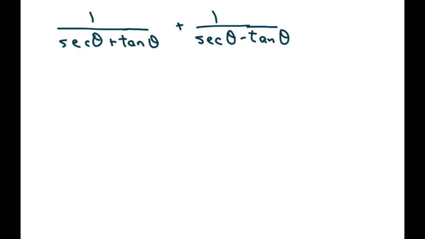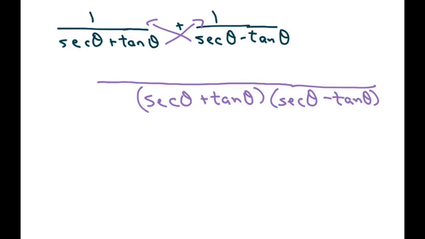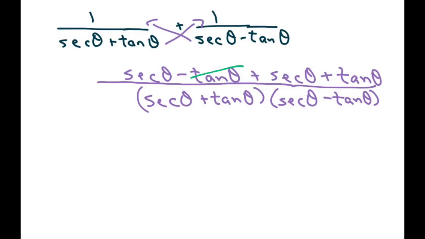And the next one is this one. I'm going to use as my common denominator secant of theta plus tan of theta times secant of theta minus tan of theta. So that's my common denominator. I just cross up here, I'm going to write it out. So this is going to be secant of theta minus tan of theta plus secant of theta plus tan of theta. So for our numerator, the tans cancel out, and we get 2 secant.